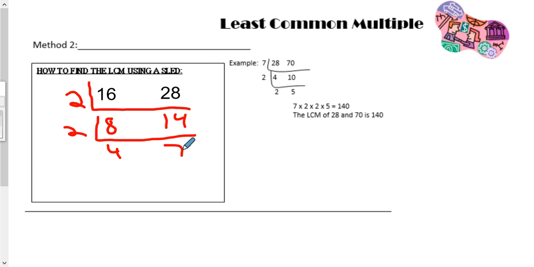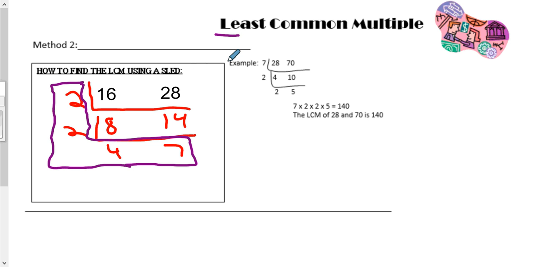Now, from a GCF video, you know GCF is on the left. That's this part. LCM, however, is all of them. All the numbers we have left on the left-hand side and the ones that are remaining on the bottom. And if you notice, it makes this nice big L for least common multiple. And then we're going to multiply all those numbers.